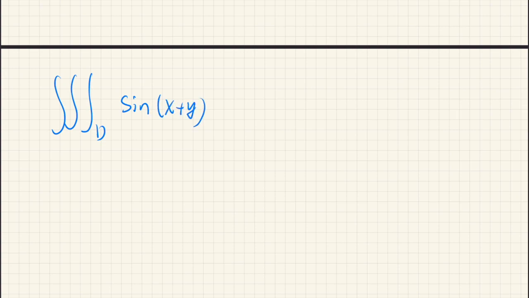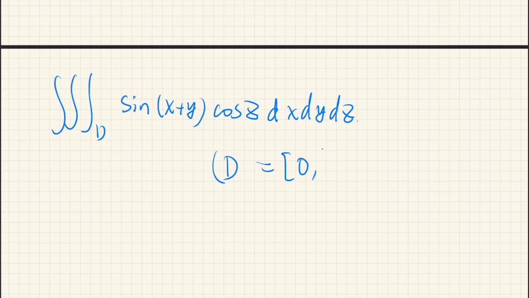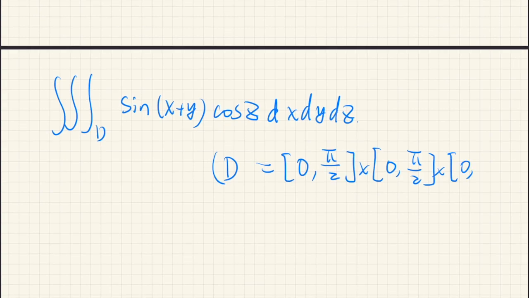We want to integrate this function, sine of x plus y times cosine z, dx dy dz, where D is this region: x is between 0 and pi over 2, y is between 0 and pi over 2, and z is between 0 and pi over 6.